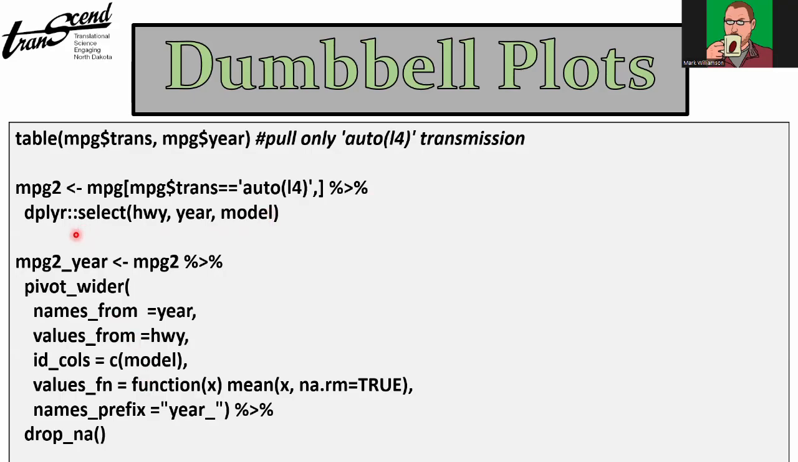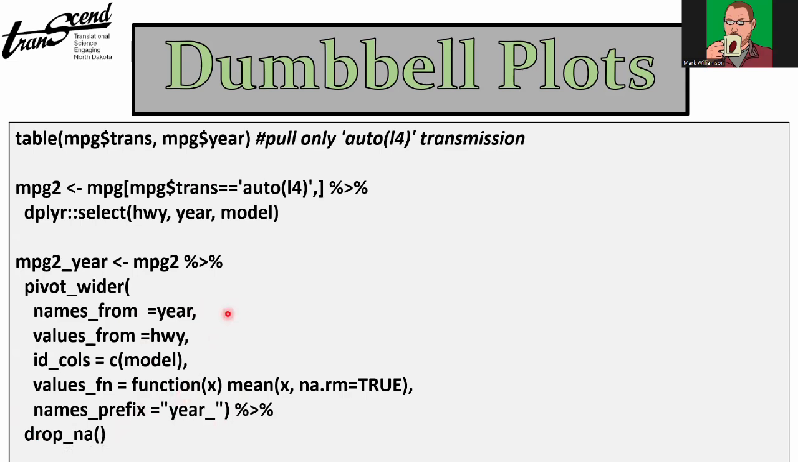And then from there, I'm going to pivot using pivot_wider. Again, using this sort of dplyr piping structure to create a new data set called mpg2year. And we're going to have names from year, values from highway, ID columns is going to be c(model). And the values function is going to be sort of this standard setup. And then I want names prefix of year, and then drop missing data.